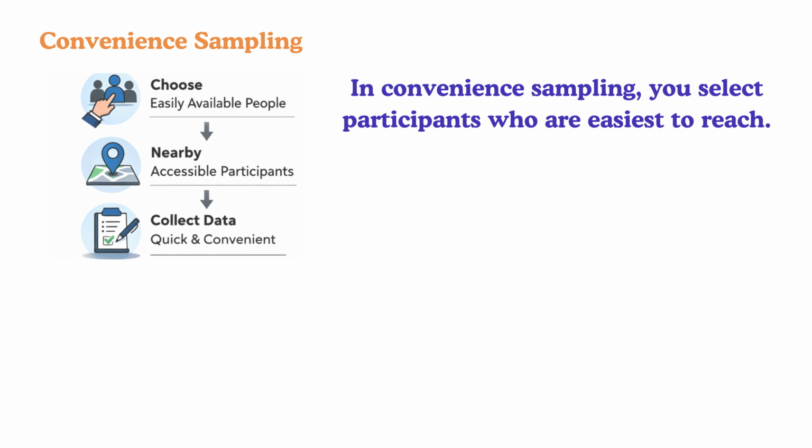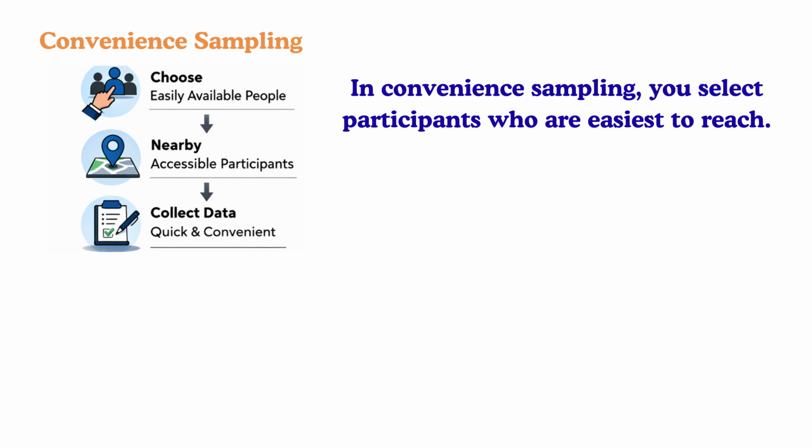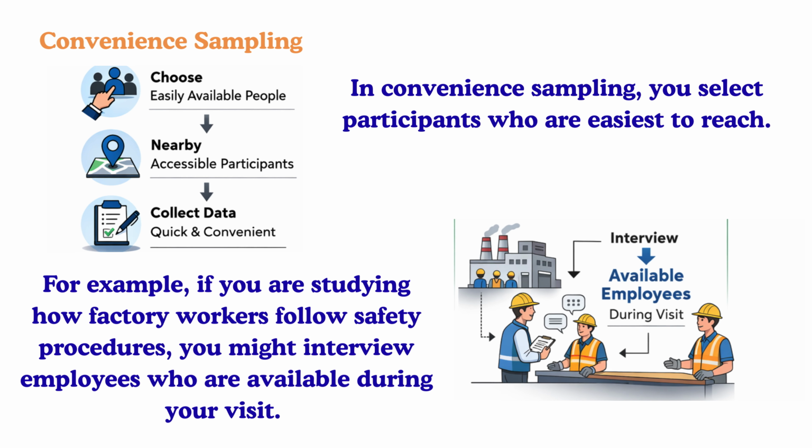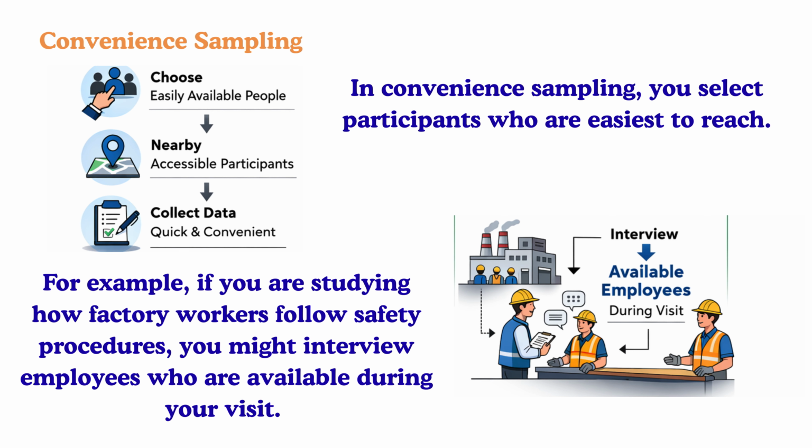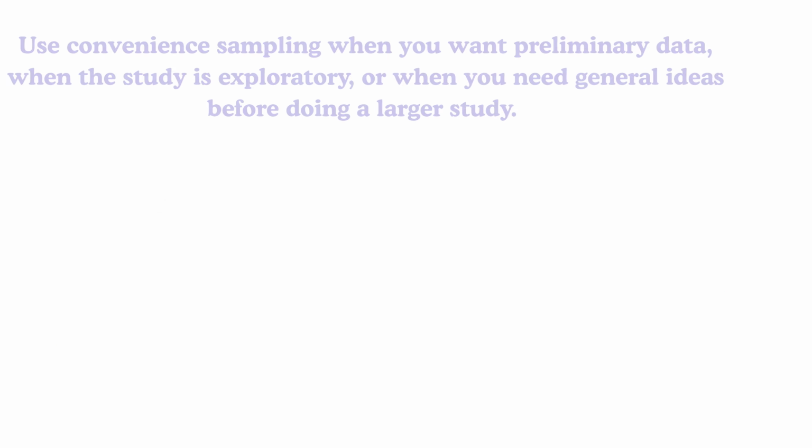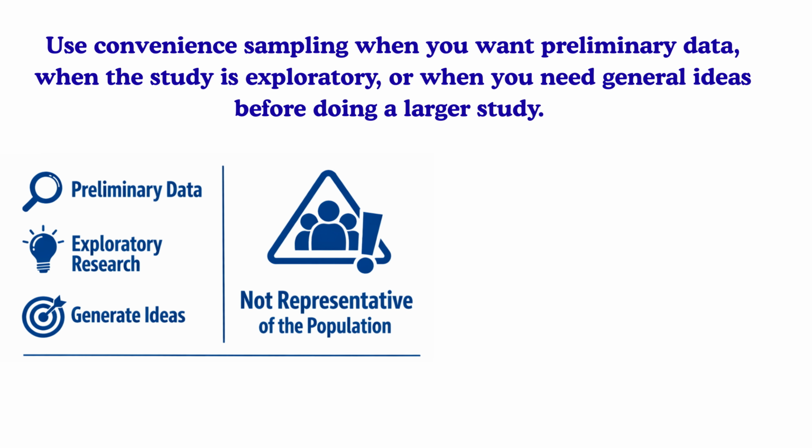Convenience sampling. In convenience sampling, you select participants who are easiest to reach. For example, if you are studying how factory workers follow safety procedures, you might interview employees who are available during your visit. Use convenience sampling when you want preliminary data, when the study is exploratory, or when you need general ideas before doing a larger study.